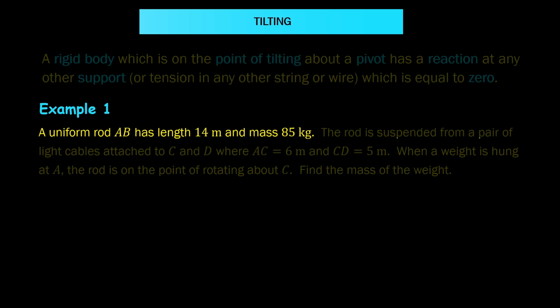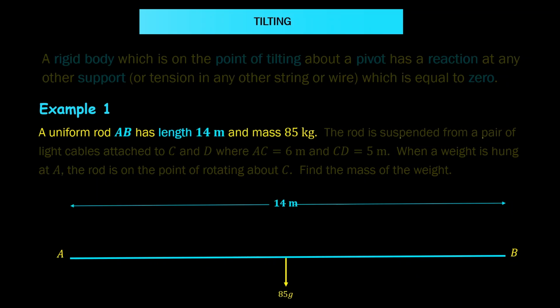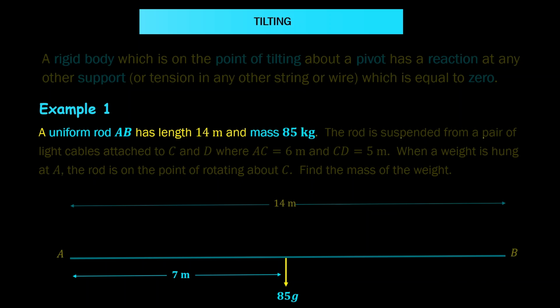Let's begin by drawing a diagram. Here's our rod AB, and since the rod is uniform, the weight acts at the midpoint, as shown, 85 Newtons. The length of the rod is 14 meters, as shown, and therefore the distance from A to the midpoint is 7 meters.